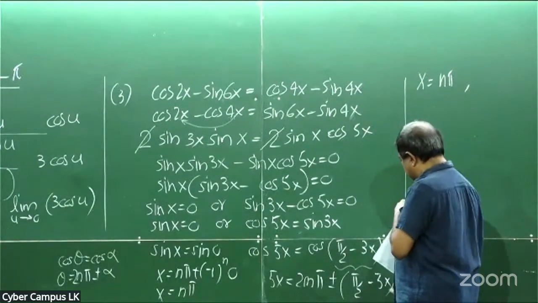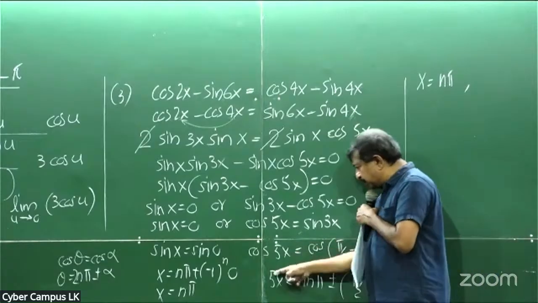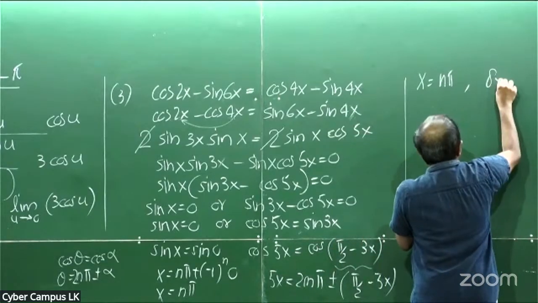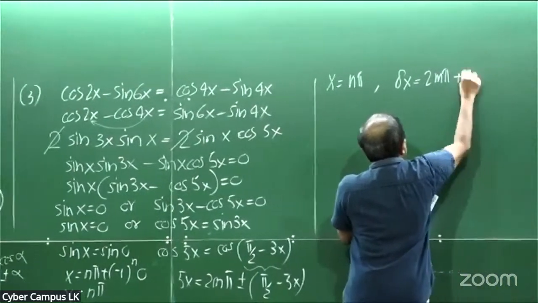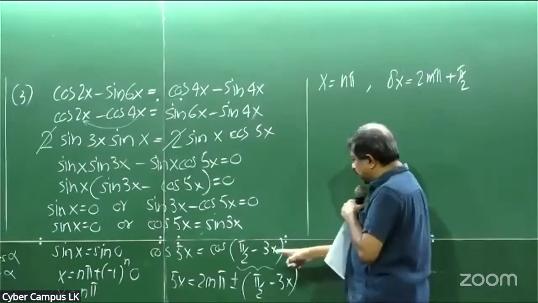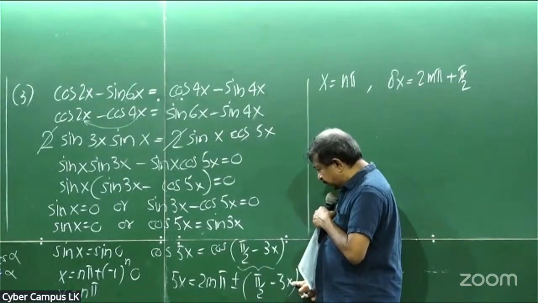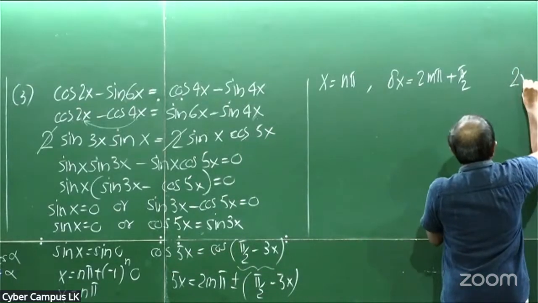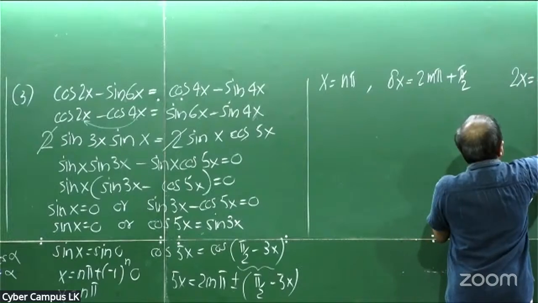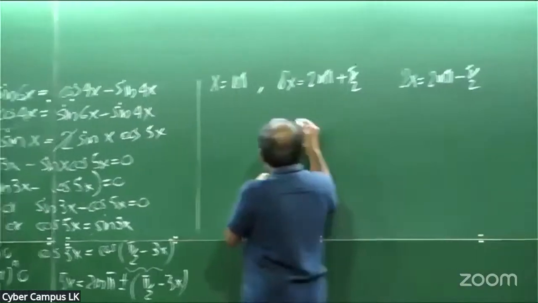Now how do you do that? If it is positive, this is minus 3x. So if you take it to the other side, it will be 8x is equal to 2m pi plus 5 by 2. If it is negative, it will make it plus 3x. So if you bring it to the other side, it will appear as 2x. Here you have 2m pi minus 5 by 2. Now divide by 8.